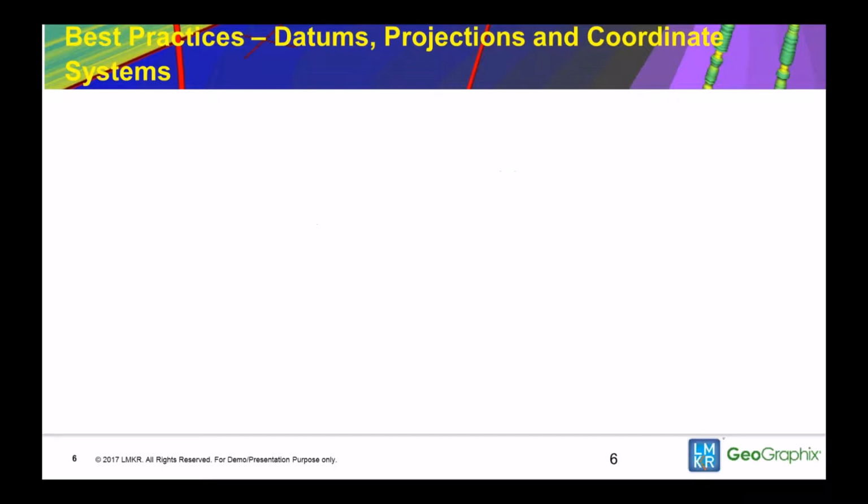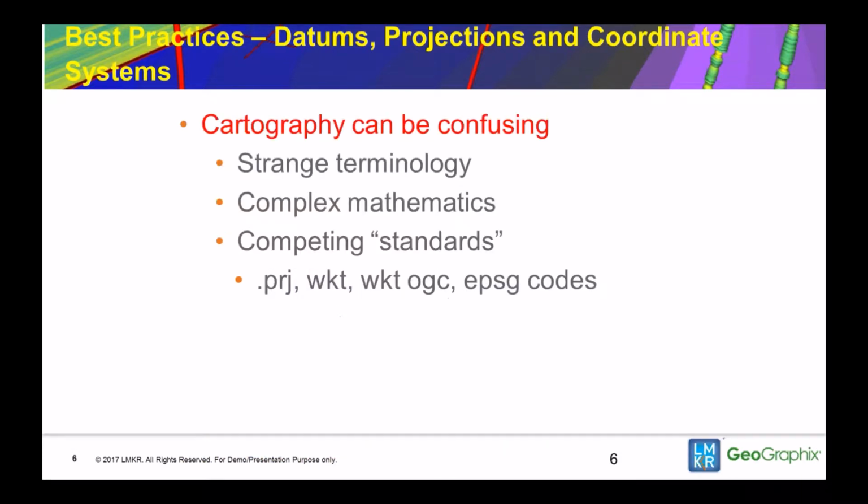So let's jump right in and talk about cartography. Cartography is the art and science of map making. Been around for a very long time. Even though Columbus sailed the ocean blue in 1492, people really knew that the Earth was not flat in 1492. And so this science is quite old. A lot of strange terminology, lots of complex mathematics, although that is sometimes hidden from us by modern computer codes like Esri and GeoGraphix and whatnot.